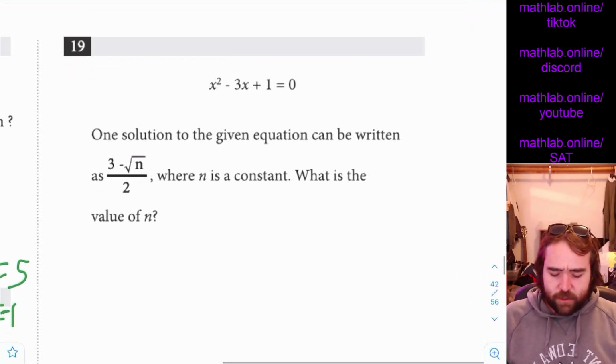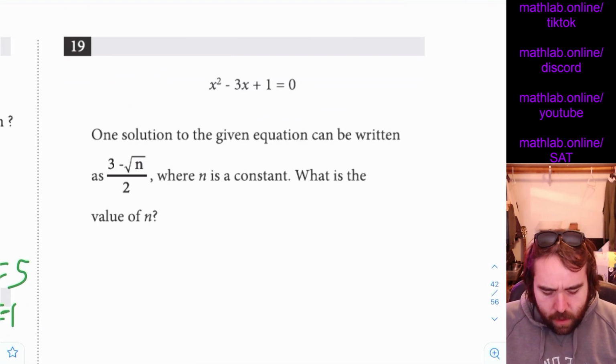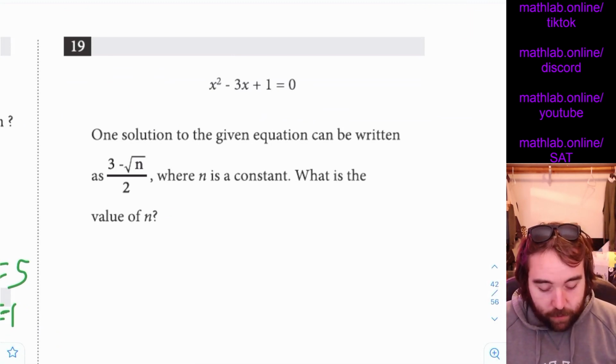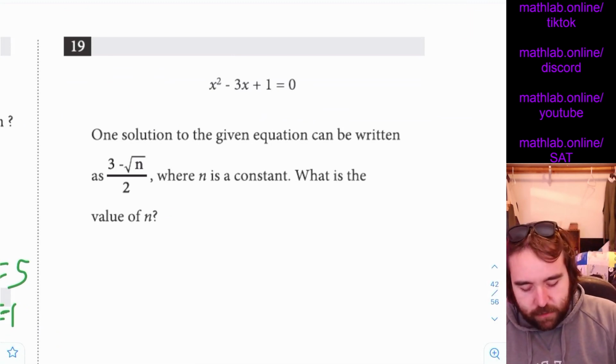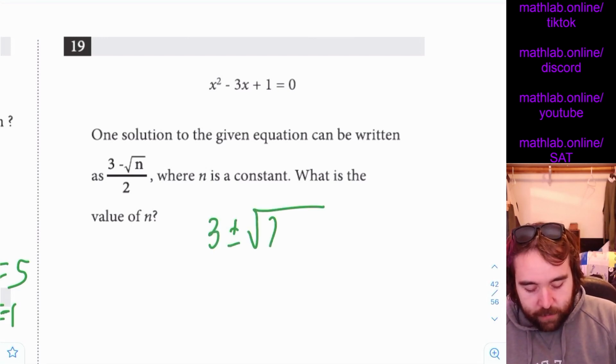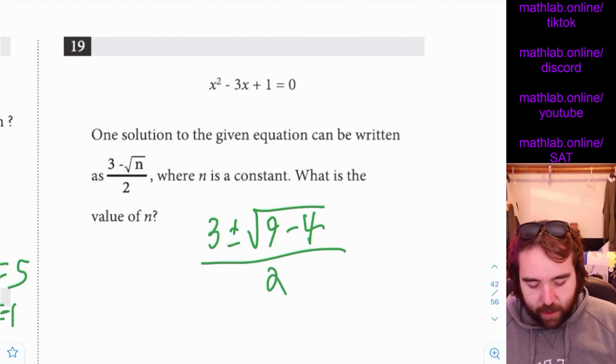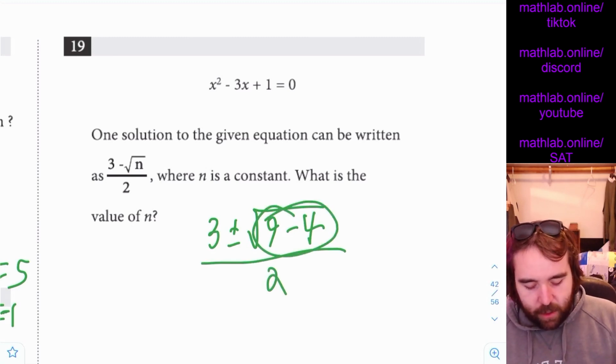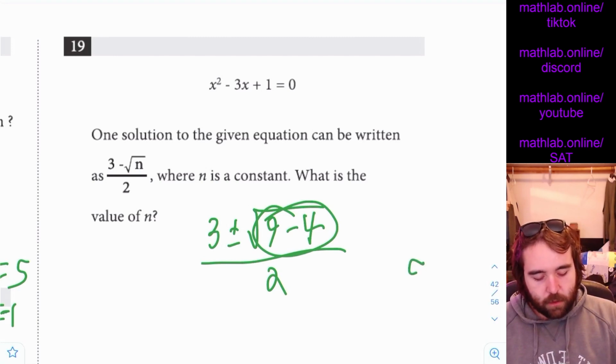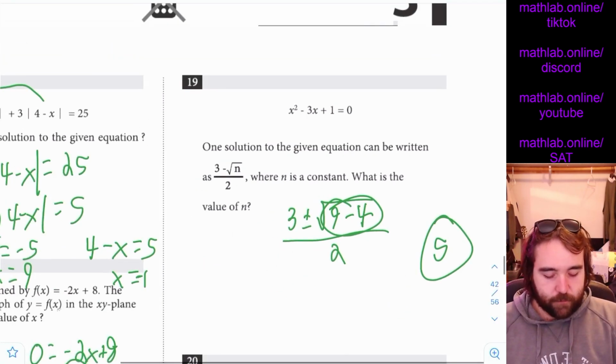All right, there's about the quadratic equation here. One solution can be written like that. What is the value of n? So right, you just need the quadratic equation. So we go negative b plus or minus the square root of b squared minus 4ac all over 2a. And so look what they're getting at. N is the number inside the square root. So they're talking about 5.